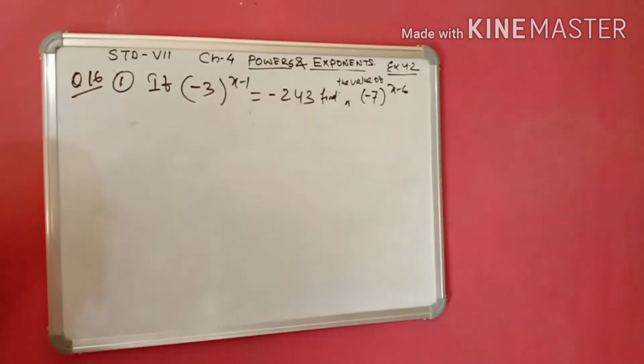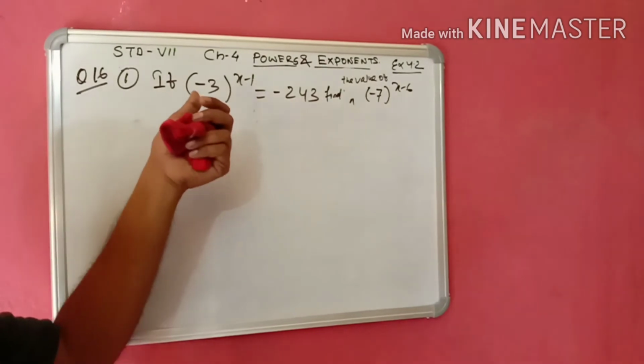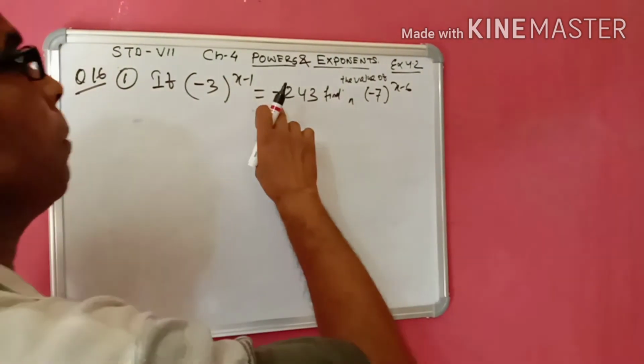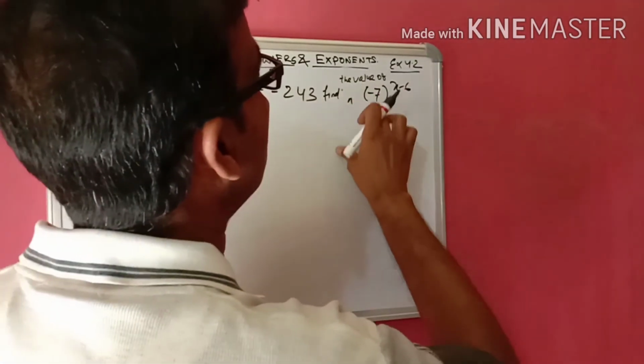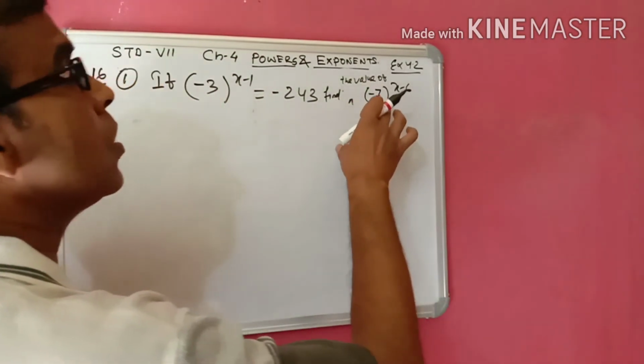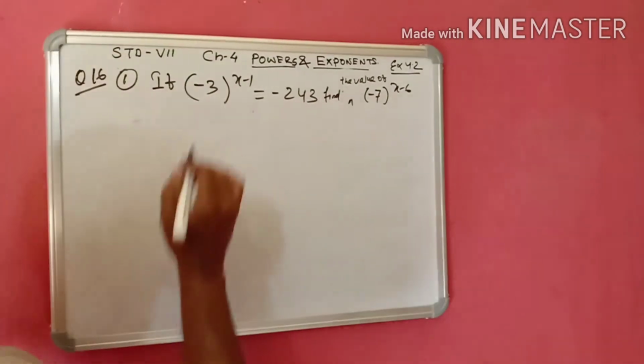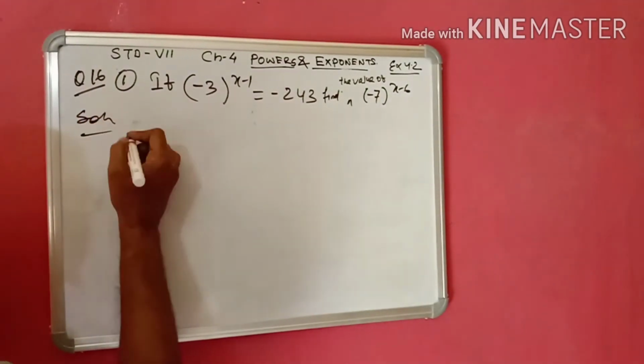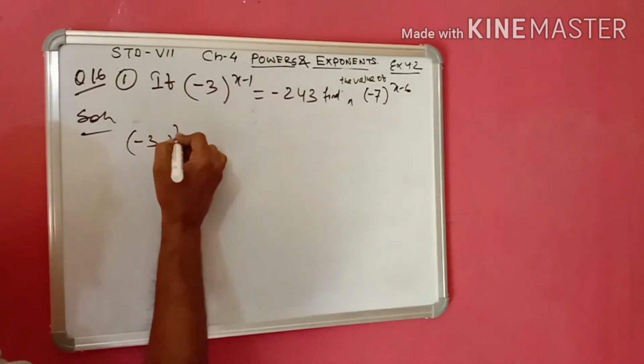Now question number 6 first. If minus 3 to the power x minus 1 equals minus 243, find the value of minus x to the power x minus 7. First of all, remember, it is given. Solution right now: minus 3 to the power x minus 1.